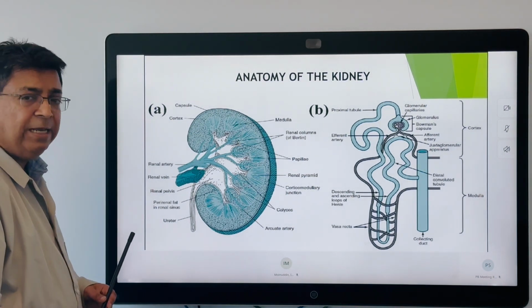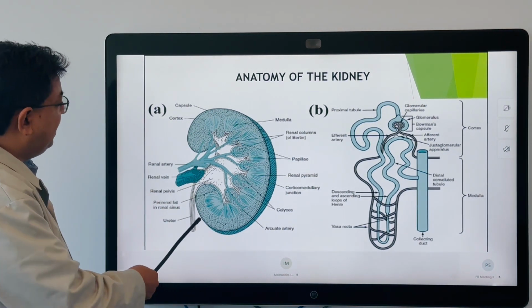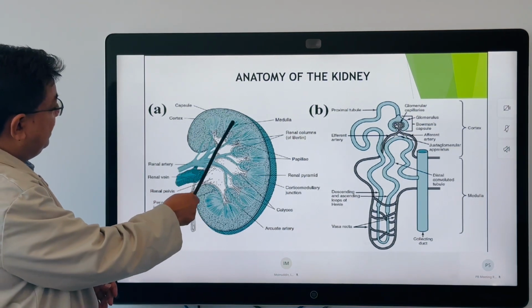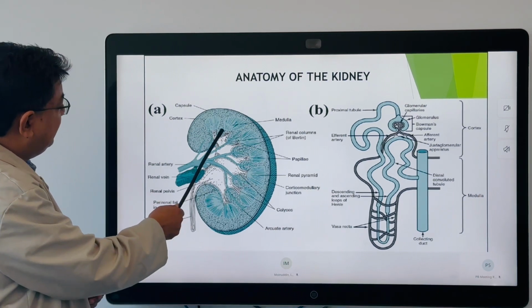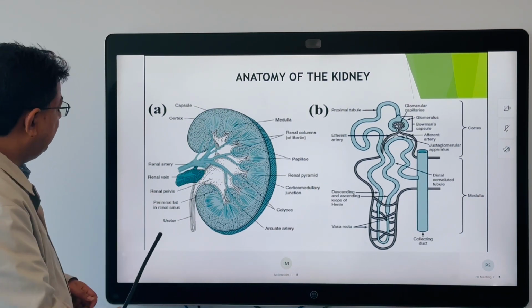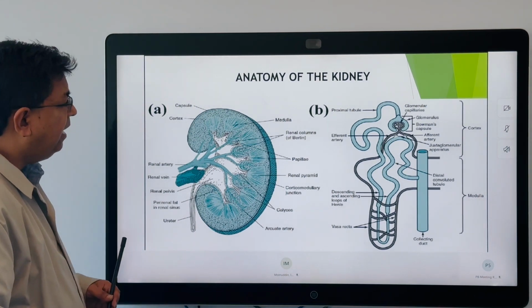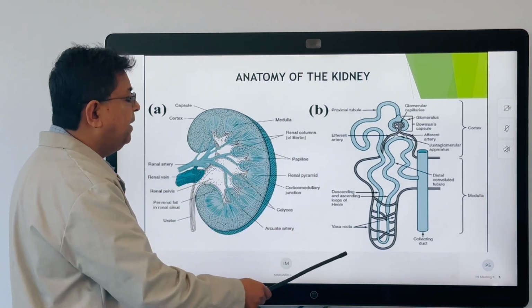Let's talk about the anatomy of the kidney. This is what a kidney looks like. You have an outer cortex, an inner medulla, the calyces, and the renal pelvis, which converges into the ureter. And at a microscopic level, you have the nephron.